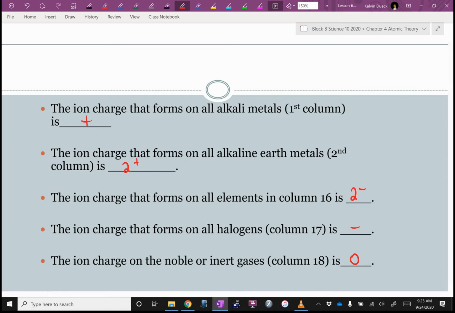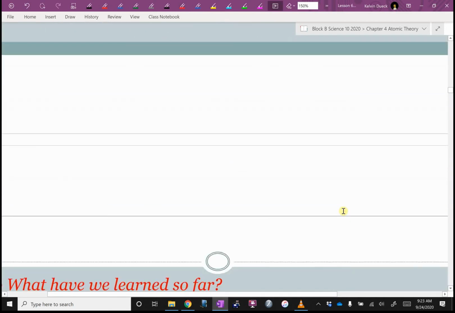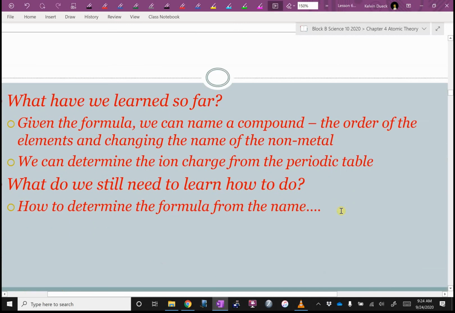So, rule number 1, if it's an ionic bond, you write the metal first. Rule number 2, you change the nonmetal's ending to "ide." Now it gets trickier because now we're going to try and come up with the formula, where those subscripts come from. So far, again, we can name a compound if you give me the formula, and we can determine the ion charge from the periodic table. How could we get the formula from the name? That's the trickier part.